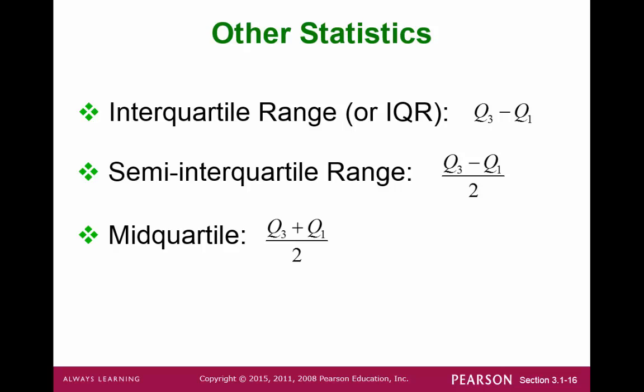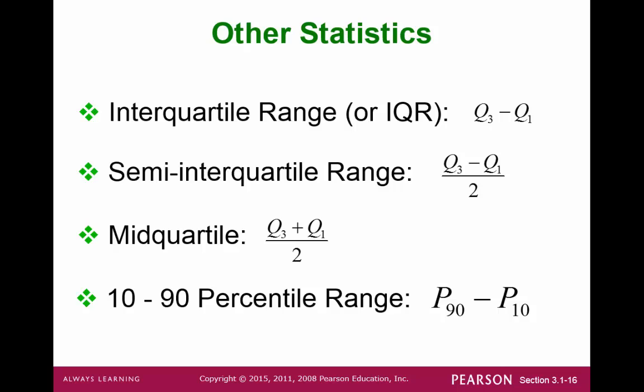The mid-quartile is the average, or middle number, between the first and third quartiles. Note that this does not imply that this is the median. In fact, if the distribution is skewed, the mid-quartile and the median would be very different. The 10-90 percentile range measures the distance that captures the middle 80% of the data. Out of all these statistics, the one that is probably used most is the IQR.